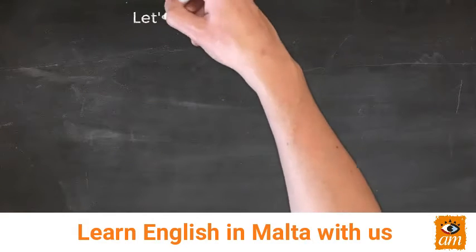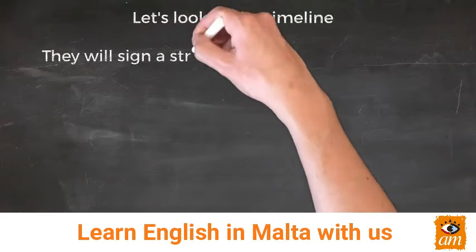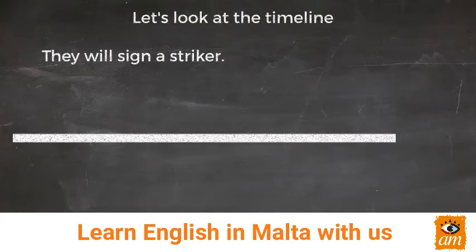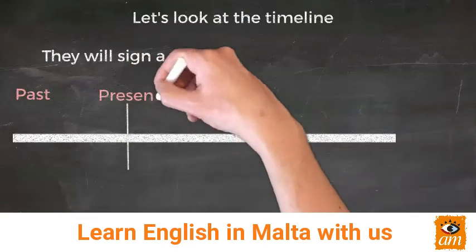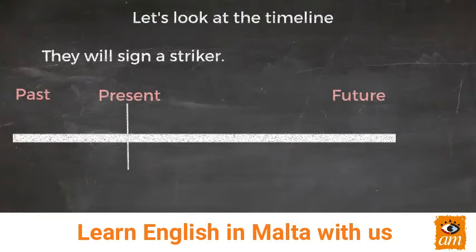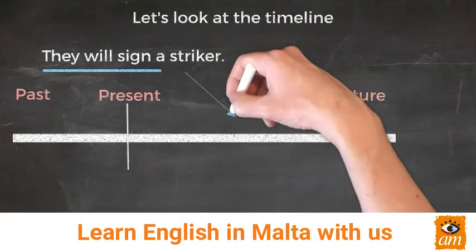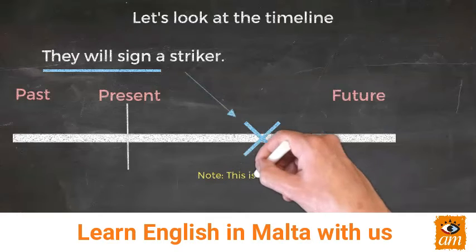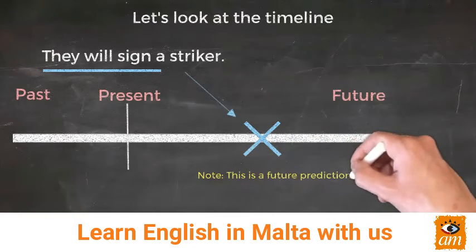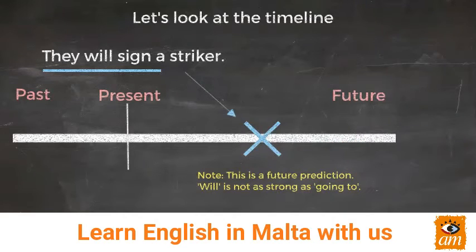So let's look at the timeline. So we have our timeline here. On the left, we've got the past, down the middle, the present, and then on the right, we have the future. Now, if we look at this sentence, they will sign a striker, we can see that this is talking about a future time. This is a future prediction. But it's important to remember that will is not as strong as going to.